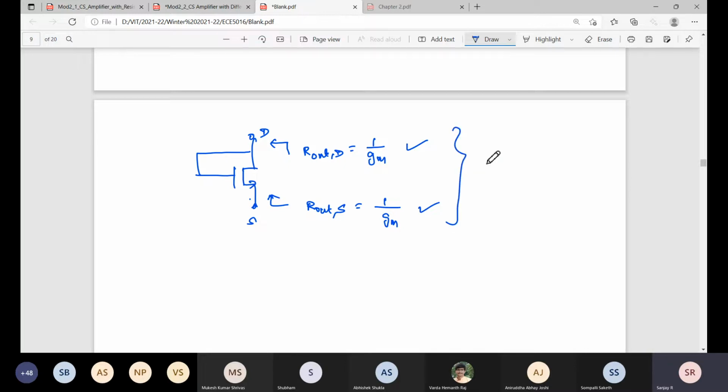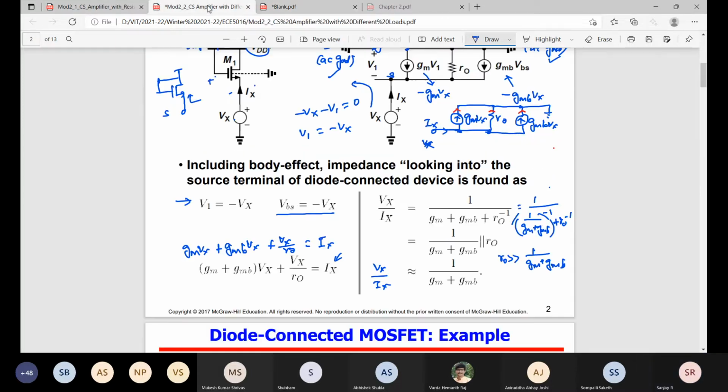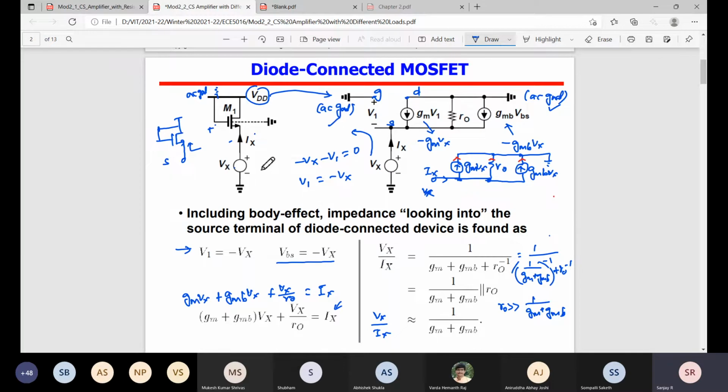That means the small signal behavior is similar to the diode. Fine. So that's why the gate and drain connected MOSFET is called a diode connected device. Is it clear? Fine, so that we verified. Looking from any terminal, the small signal impedance is the same. What is that impedance? 1 by gm. So it has the same behavior as a diode.